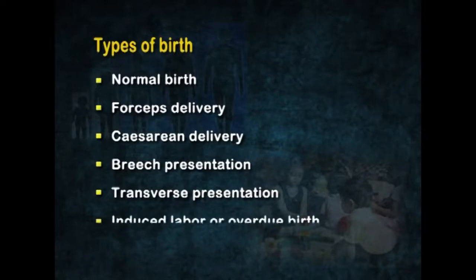Then the next one is the induced labor or overdue birth. When spontaneous labor does not occur at the expected time, then the delivery is induced either by puncturing the bag of water or by injecting medicines or hormones to get the uterine contractions going. This type of delivery is called the induced labor. So, these are the different types of the birth process.